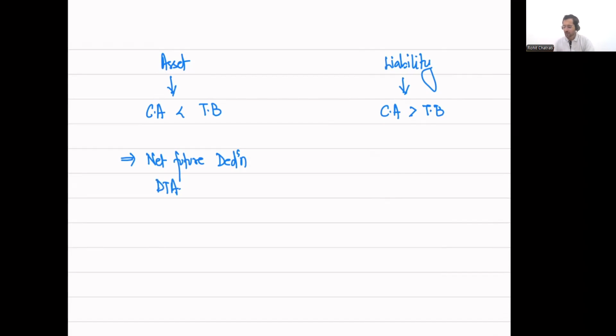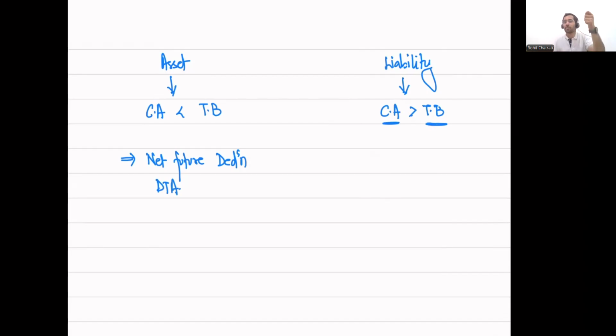asset today. All right, carrying amount over here represents the outflow of resources that I'm going to have, the outflow of cash that I will have in future. Tax base represents the deduction that I've already received. Is there any deduction that I've already received? That is represented by tax base. If carrying amount is greater than tax base, it means that I will receive a deduction in future.